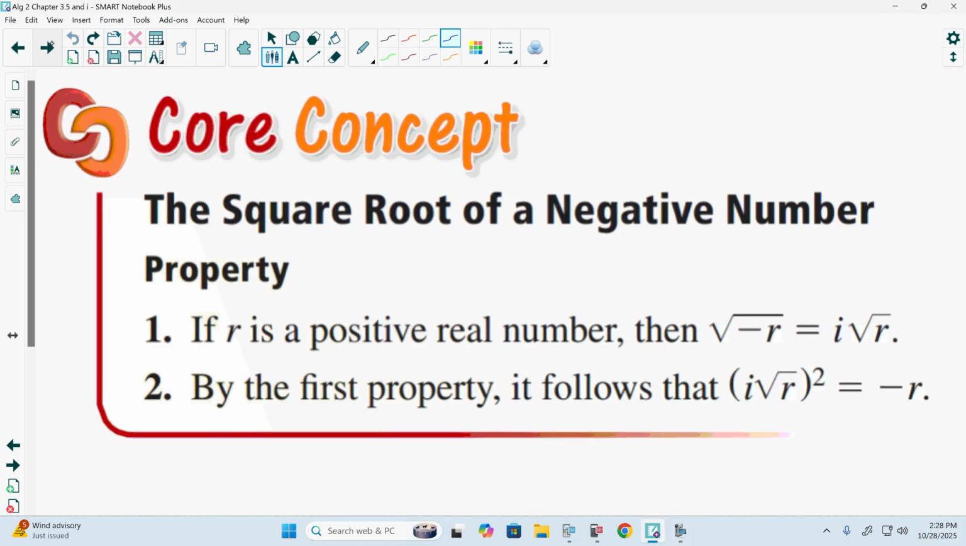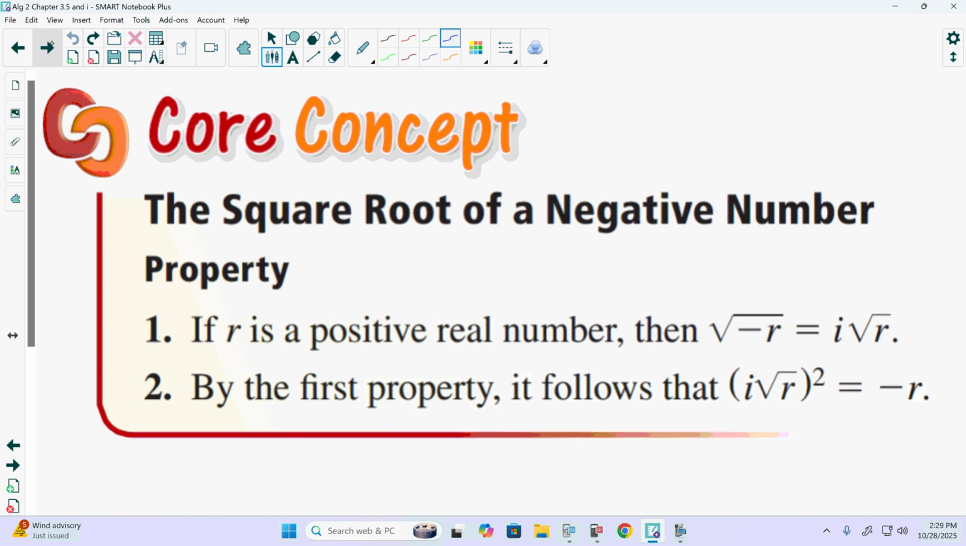First thing we're looking at in this course, the concept really doesn't tell us a whole lot. Square root of a negative number property. If we take a real number r and take the square root of the negative of that number, it's going to equal i times the square root of that number. That's all that's saying. So if we took, say, 5, we'd have the square root of negative 5, the negative would come out as i, and then we'd figure out what the square root of 5 is. That's all the first line is saying.